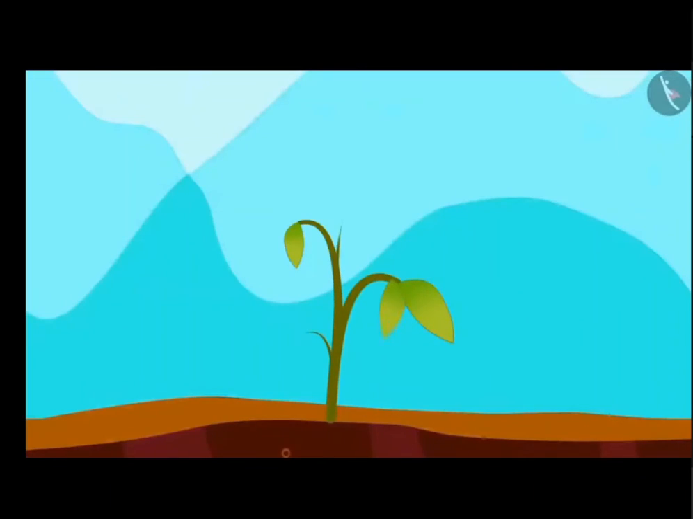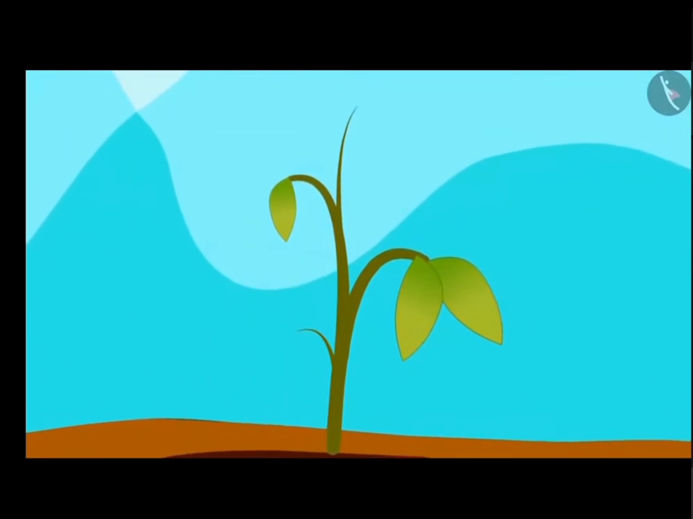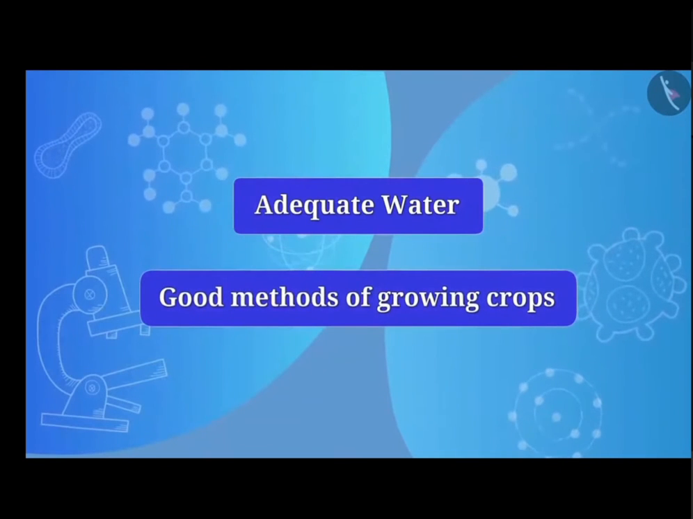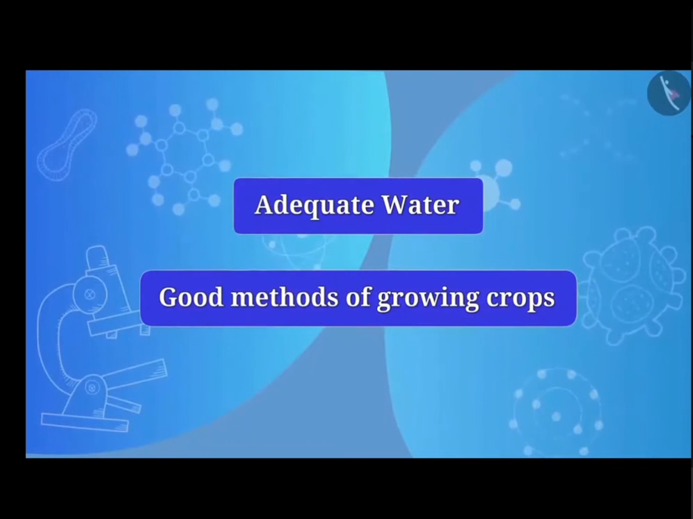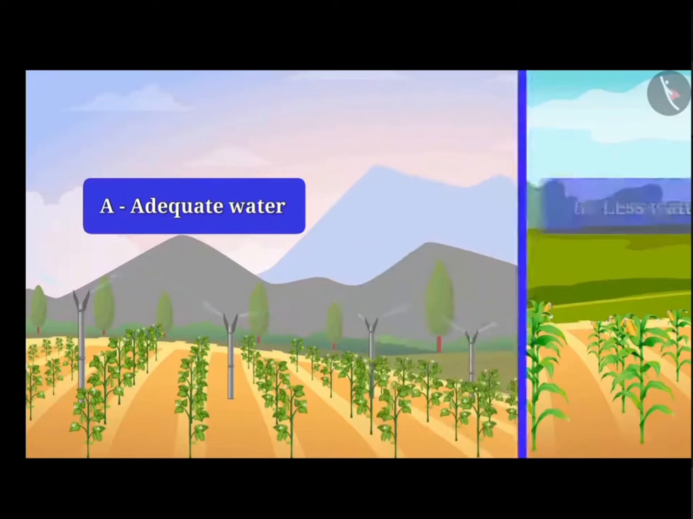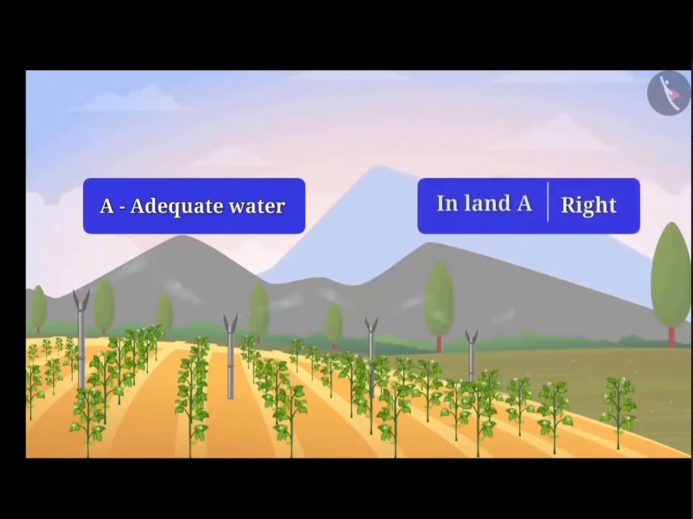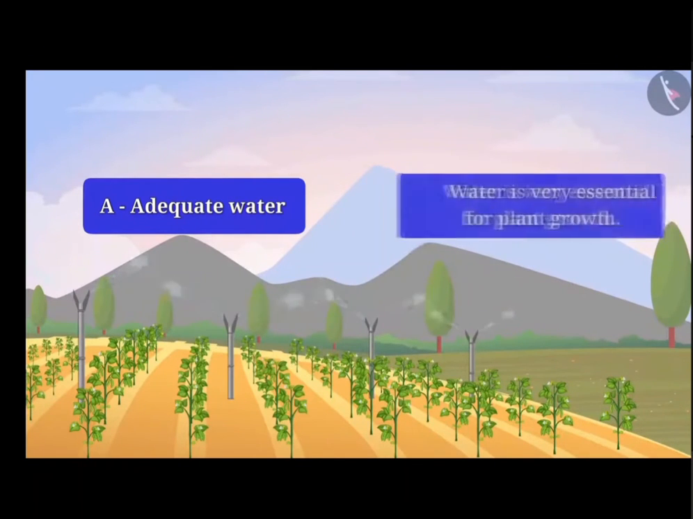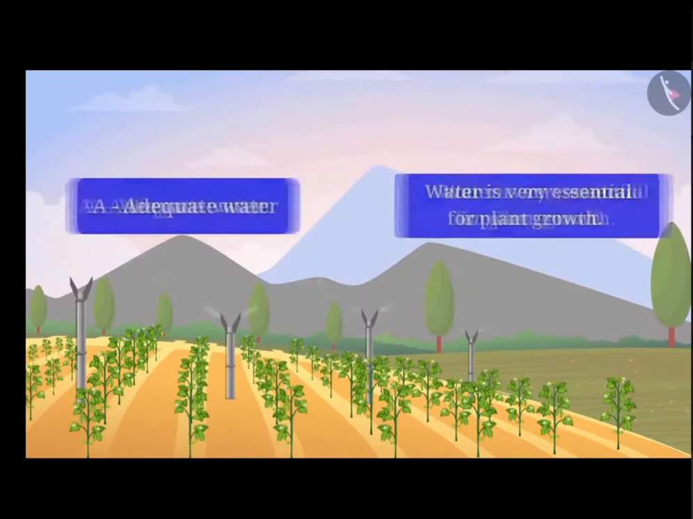Do you know what else plants need for their growth? Apart from nutrients, plants require adequate water and good methods of growing crops. But how? Let's understand. Friends, there are two types of lands, land A and land B. Here, plants in land A are adequately watered, while in land B, plants are not watered adequately. In which land do you think plants will grow properly? Land A. Absolutely right. So, what did you learn from this? Water is very essential for plant growth.